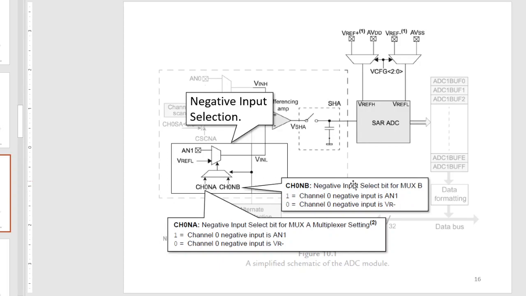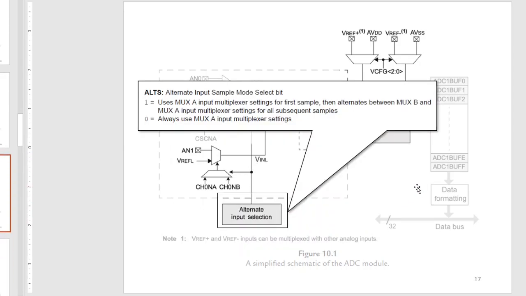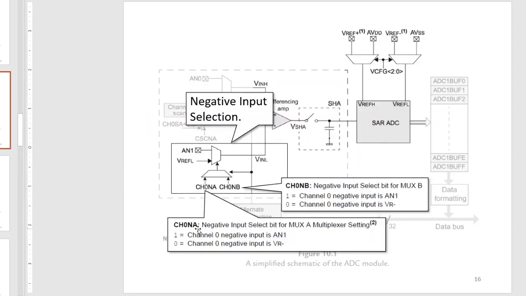So why do we have two of these? Basically they just determine which channel we are actually using, and we have a MUX A and a MUX B setting because our ADC has the alternating input sample mode select. So when we set this as 0, our ADC just always follows this one.